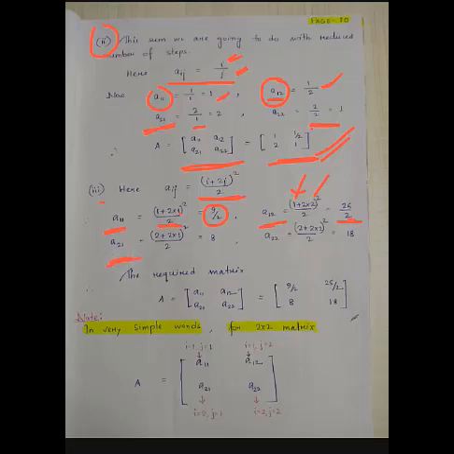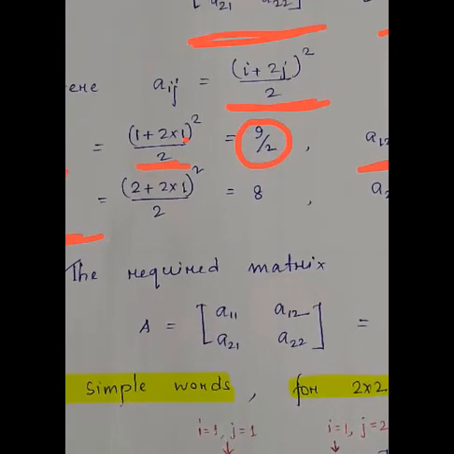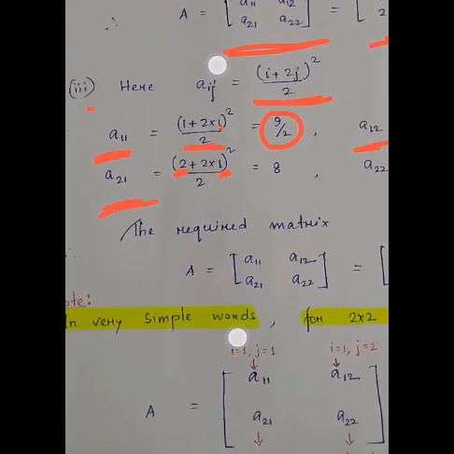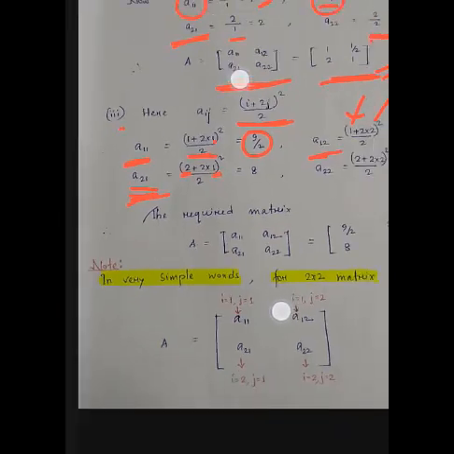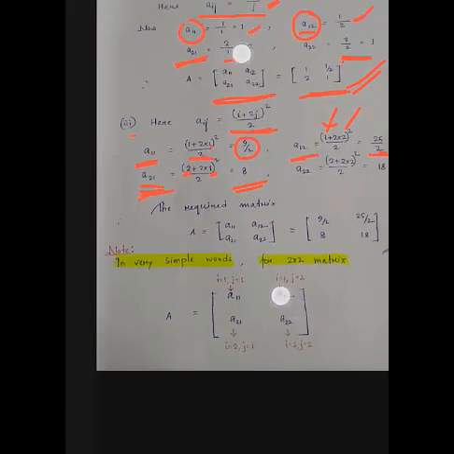A21, for i we have the value 2 and for j we have the value 1. Why so? Because the position is A21. The first value, I mean for i we should get 2 and for j we should get 1. On simplifying, the result comes as 8.